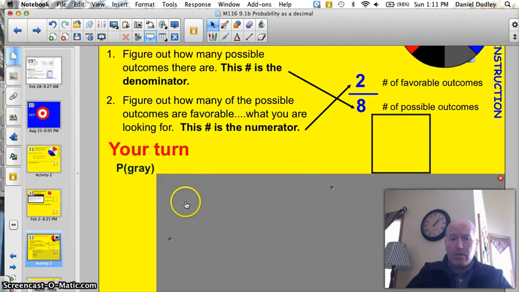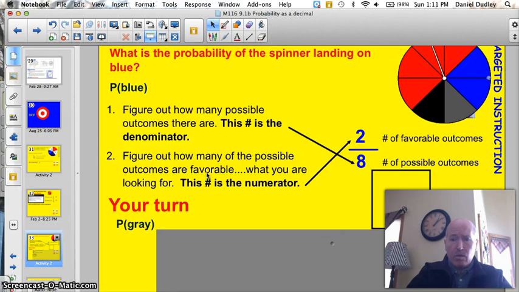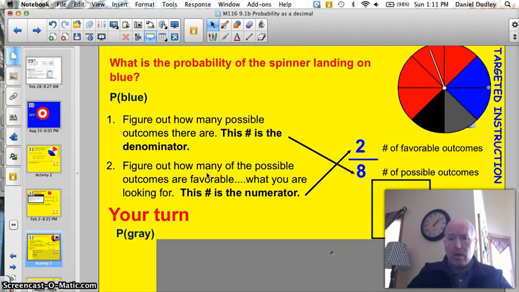All right, your turn. Find the probability of getting a gray square, or a gray triangle if you were to spin. Go ahead and take a look at it.